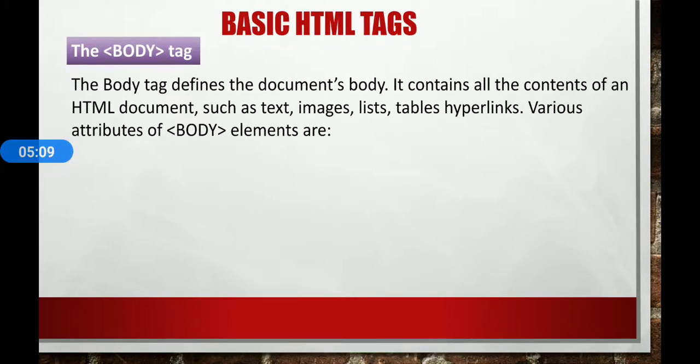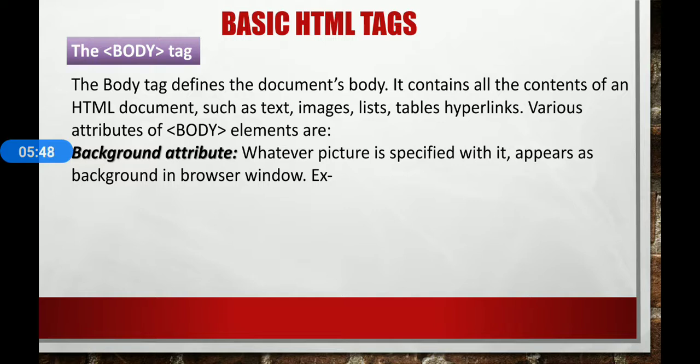The second and the largest part of our HTML document is the body, which contains the content of your document displayed within the text area of the browser window. The body tag defines the document's body. It contains all the content of an HTML document such as text, images, lists, tables, hyperlinks, etc. The various attributes of the body element are: first one, the background attribute.